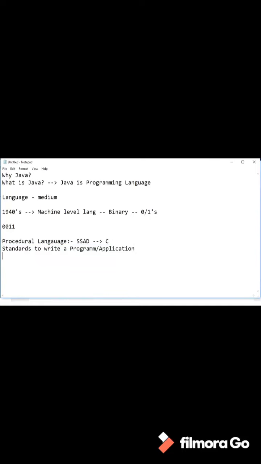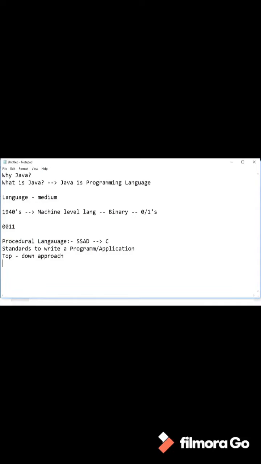Procedural language is a top-down approach, if you know. Top-down approach means it's a standard by which you can create the application, right? So without a standard, how can everyone be on the same page?